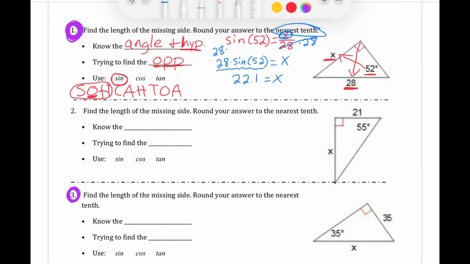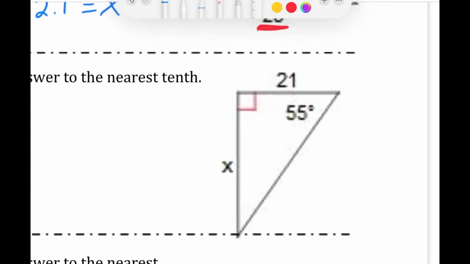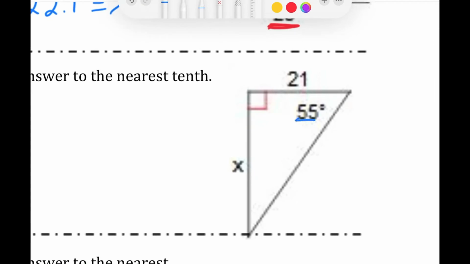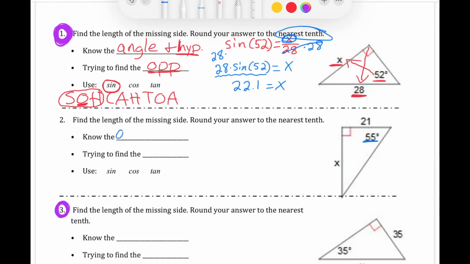Now let's try number 2. We're having to determine what information is given. So we know the angle is 55 degrees. So there's our angle. We also know this side is 21. Well, if our angle is here, the side is touching the angle that's given and is not the hypotenuse. So that is going to be our adjacent side.